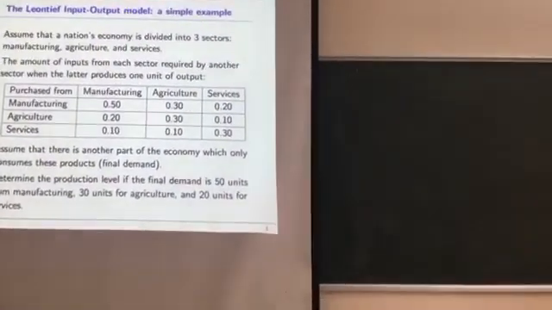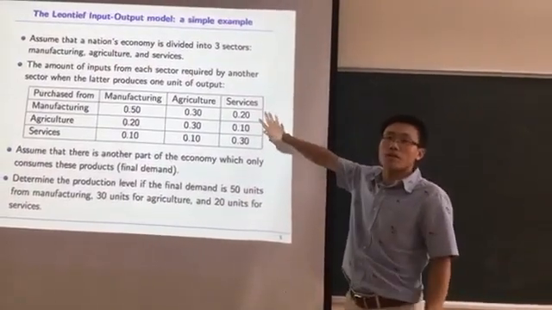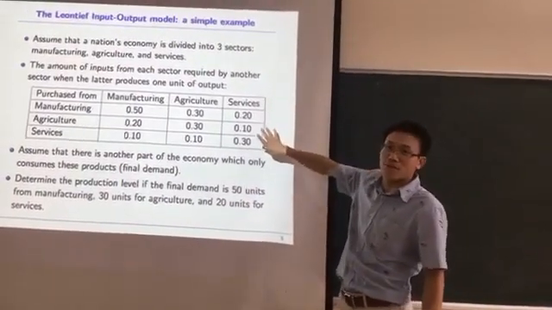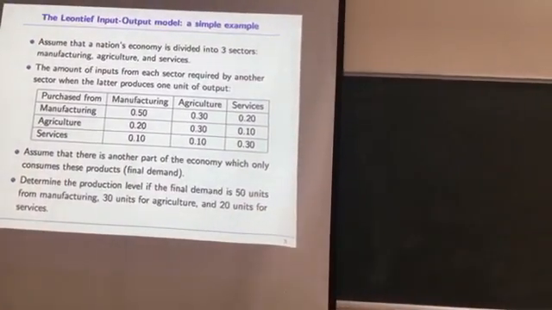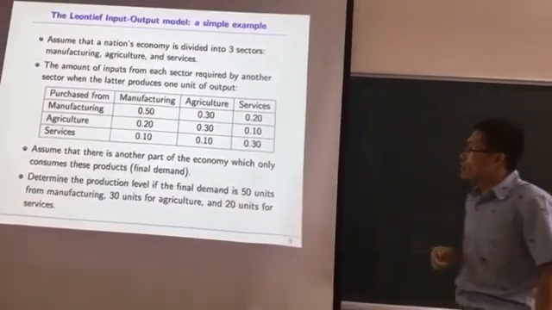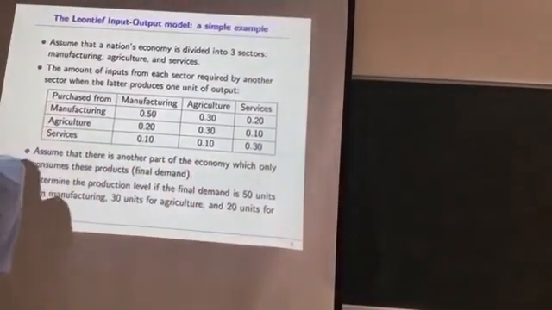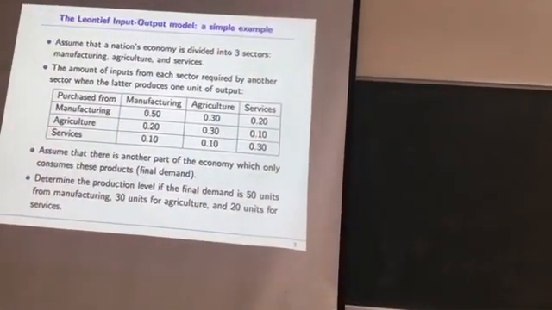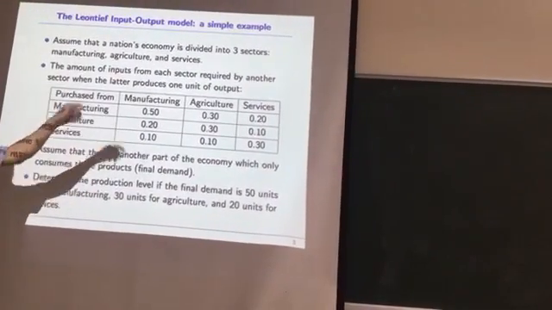Well, in this lecture, let me just give you a simple example. So here is an even more simplified version, right? We just have three sectors: manufacturing, agriculture, and services. Now, what does this table tell us? It tells us the amount of each product needed to produce other products.